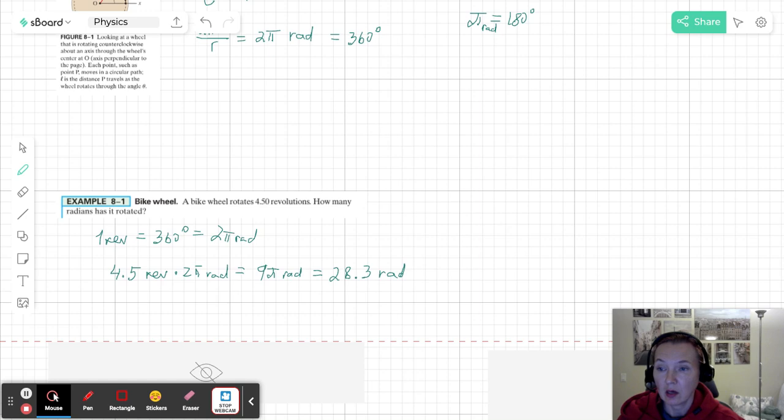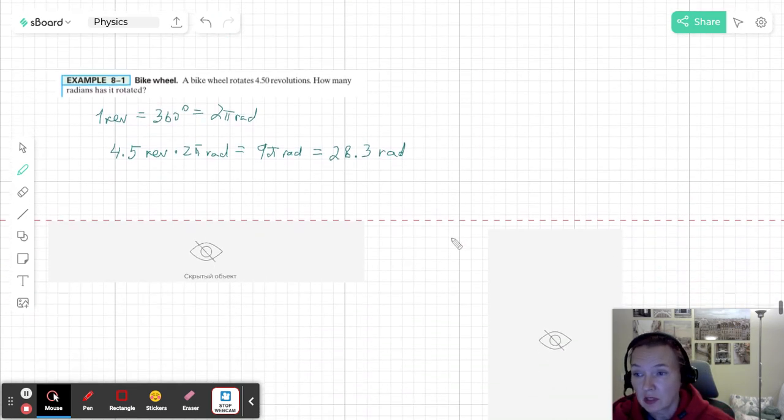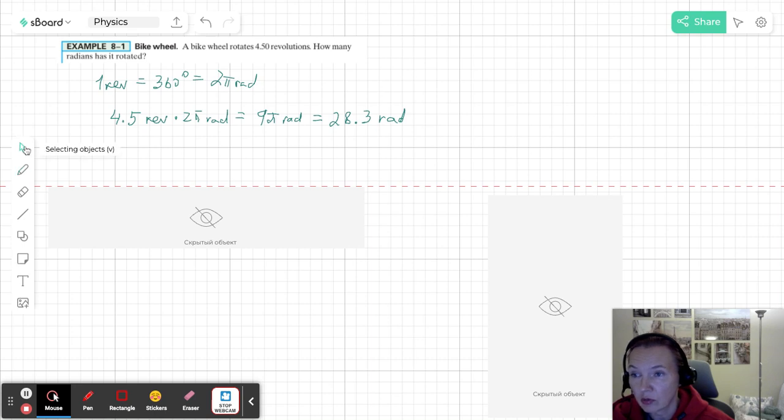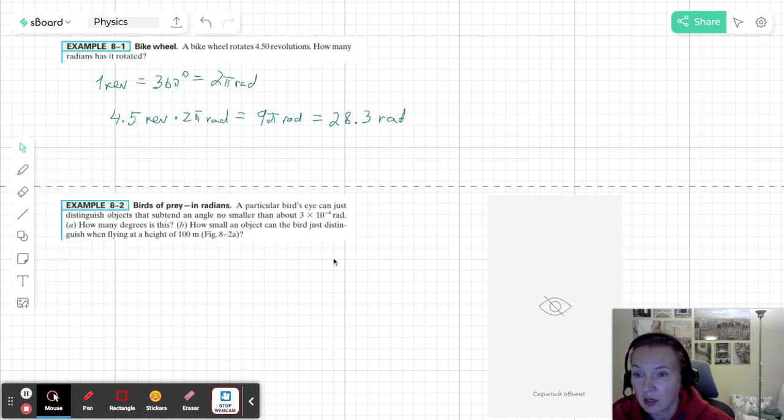28.3 radians. That is equivalent to 4.5 revolutions. Our next example is going to be a bird of prey who is looking at some mouse down there while it's flying. So particular bird's eye can just distinguish objects that subtend an angle no smaller than 3 times 10 to the negative fourth radians. How many degrees is this?